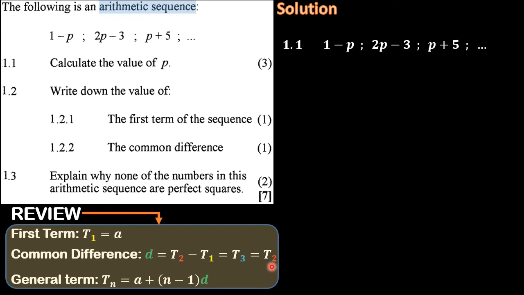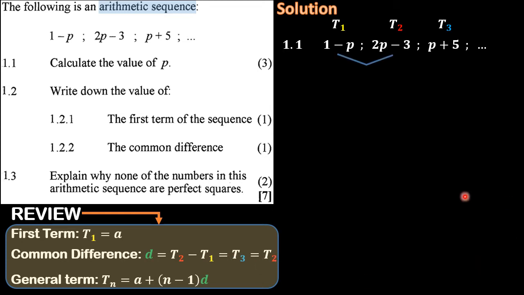You say, okay, we are actually having a sequence, and then we know in this sequence that 1 minus p is t1, 2p minus 3 is t2, and then p plus 5 is t3. And then what do we know about t1, t2, t3? Automatically out of our review, we know that t2 minus t1 is equal to t3 minus t2. So this is what is supposed to help us.